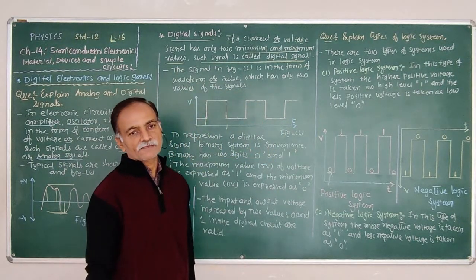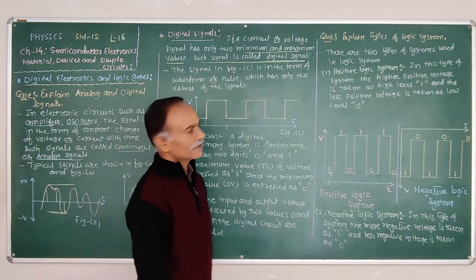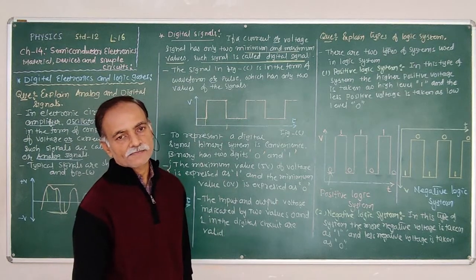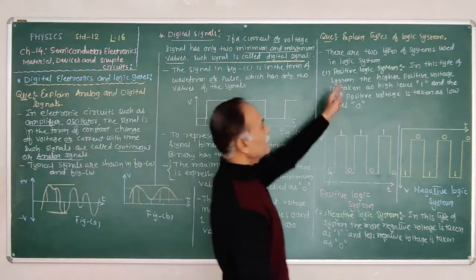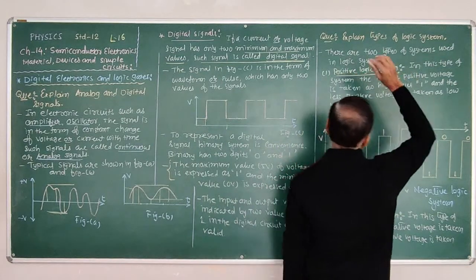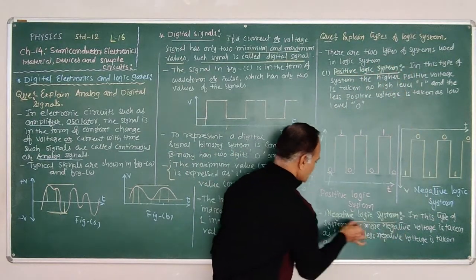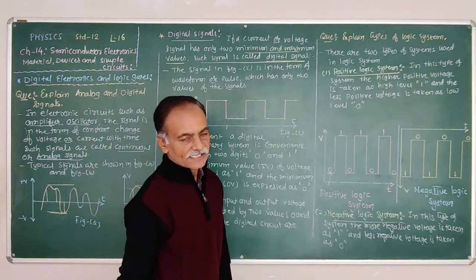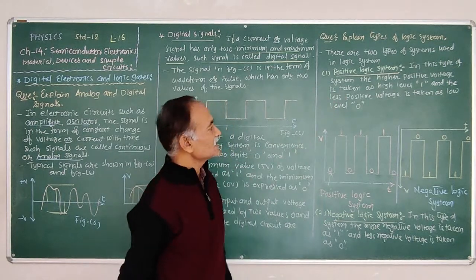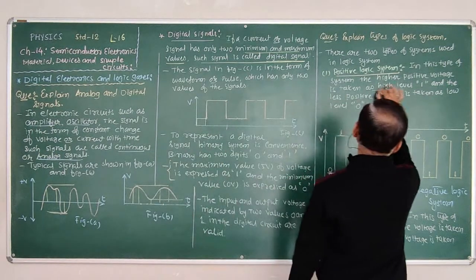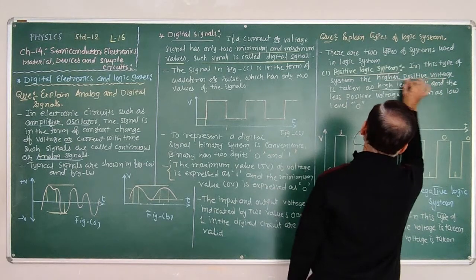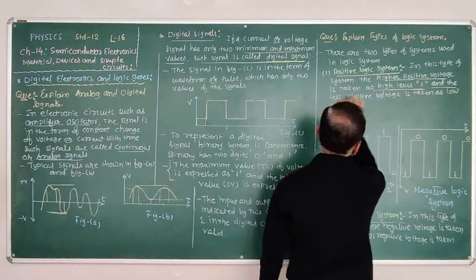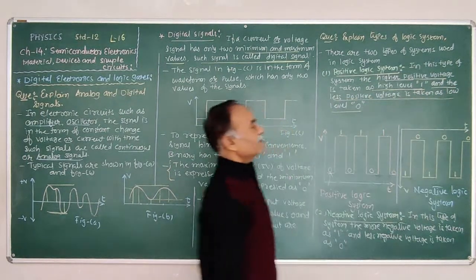After the discussion of analog and digital signals, we are going to discuss the types of logic system. There are two different methods, or two types of system, used in logic systems. One is the positive logic system, and the second is the negative logic system. In the positive logic system, the higher positive voltage is taken as the high level, that means 1. The higher positive voltage is considered as 1 and the less positive voltage is taken as the low level, that means 0.